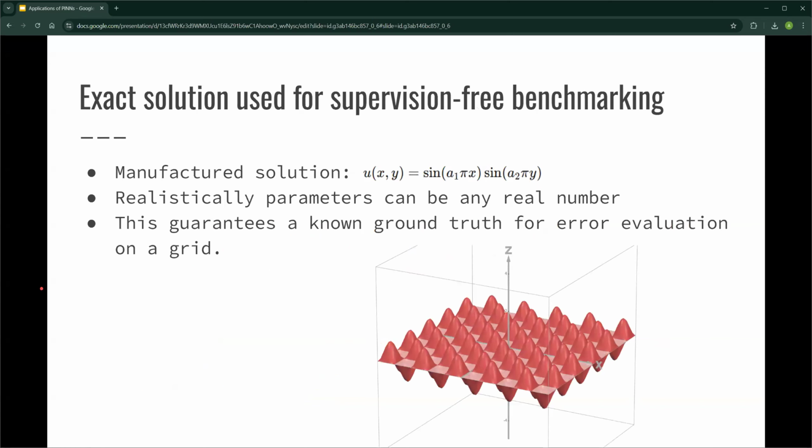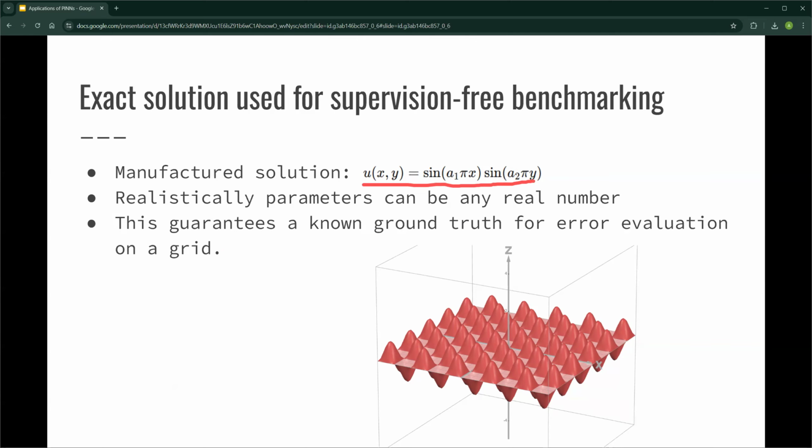So how do we construct the training and testing data? It's actually a kind of backwards methodology, you could say. We will start off with a manufactured solution, which is this function right here. This is the true solution of the PDE. To measure the accuracy precisely, we use this manufactured solution approach instead of solving the PDE with an unknown ground truth.